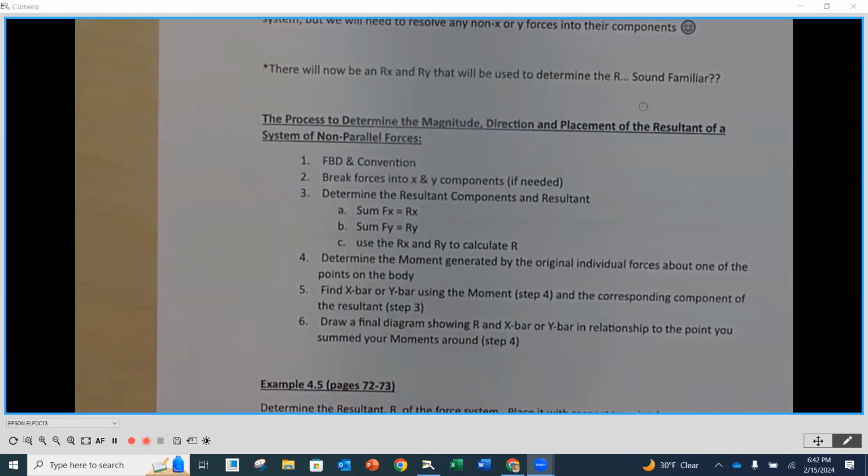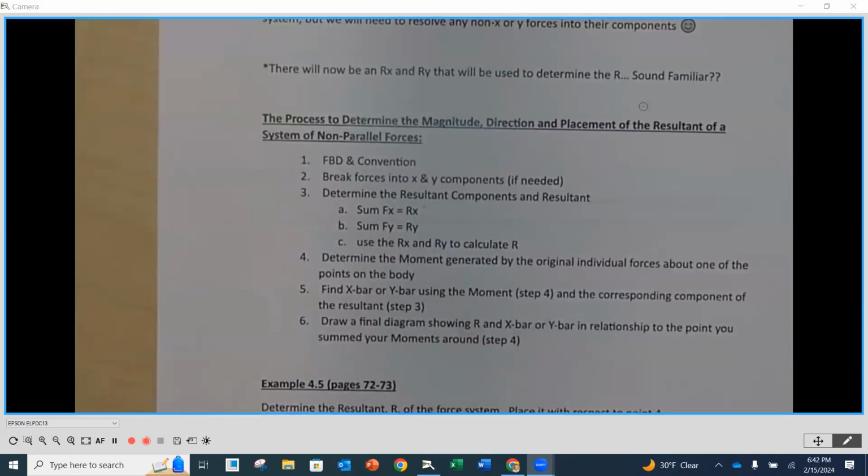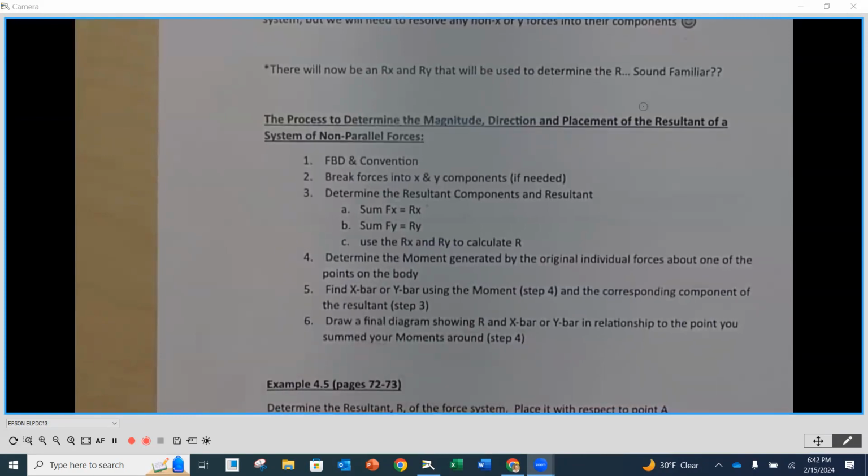If it's a horizontal distance, it's going to be considered an X bar. If it's a vertical distance, it'll be considered a Y bar, okay? So the only reason we call it different is because when we have X and Y components, there's going to be that difference of it's either going to be along the X or along the Y instead of saying R bar for a radius. Then after we get that, we're going to draw a final diagram to show what our answers actually mean.